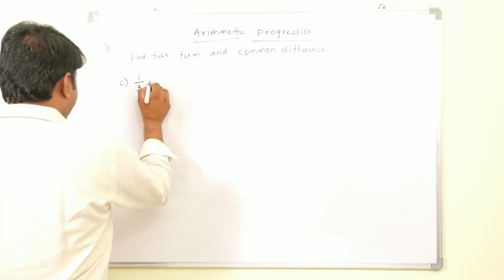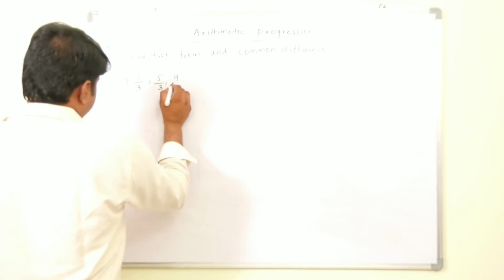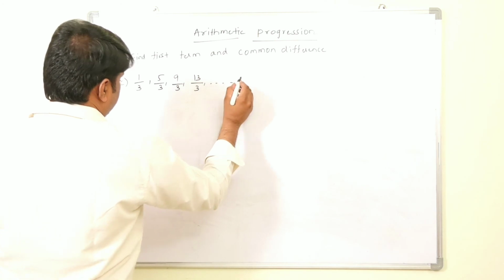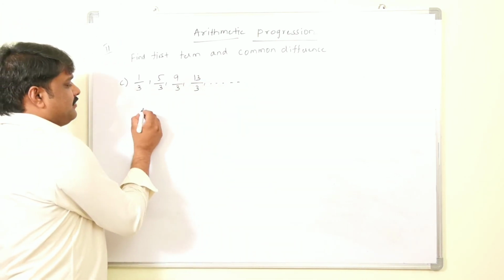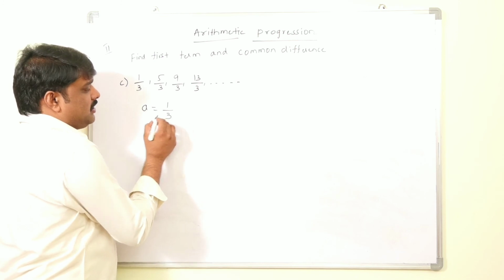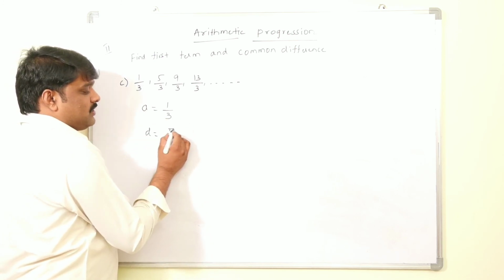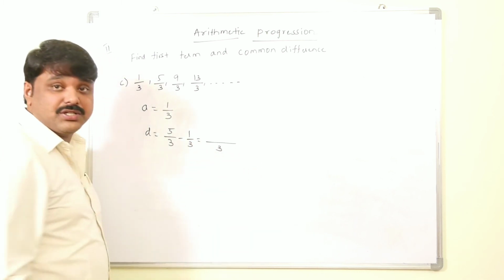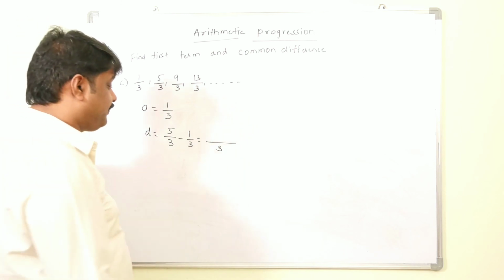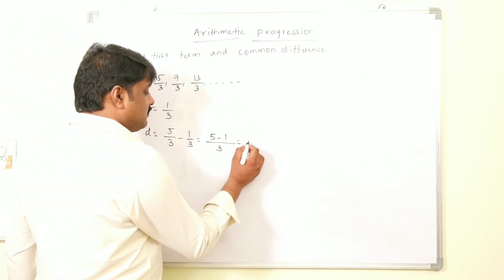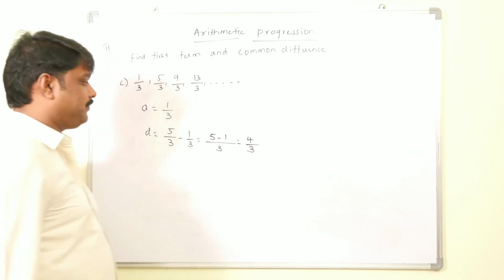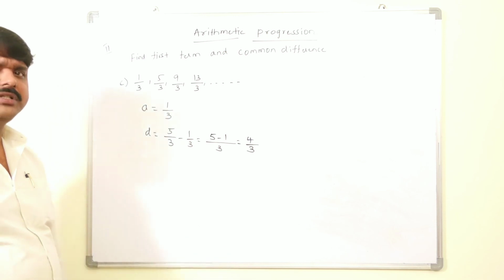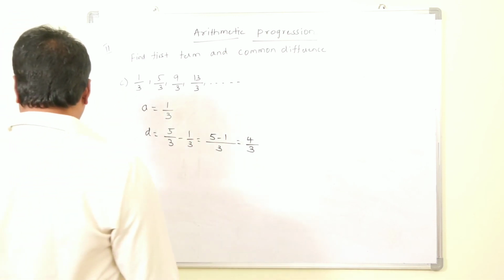It is 1 by 3, 5 by 3, 9 by 3, 13 by 3 and so on. Okay. The first term, anyway, A equals 1 by 3 and the common difference D equals 5 by 3 minus 1 by 3. Because these are like fractions, the denominator is the same, that is 3. 5 minus 1, that is 4 by 3. This is about the first term and the common difference. Let us move on to the next problem.